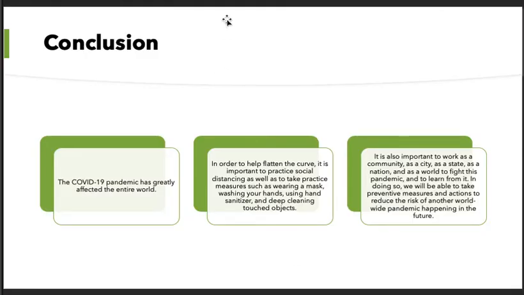In conclusion, the COVID-19 pandemic has greatly affected the entire world. In order to help flatten the curve, it is important to practice social distancing as well as to take measures such as wearing a mask, washing your hands, using hand sanitizer, and deep cleaning touched objects. It is also important to work as a community, as a city, as a state, as a nation, and as a world to fight this pandemic and to learn from it. In doing so, we will be able to take preventive measures and actions to reduce the risk of another worldwide pandemic happening in the future.